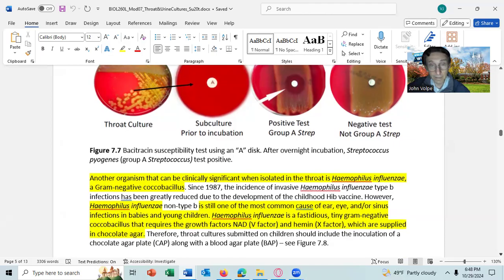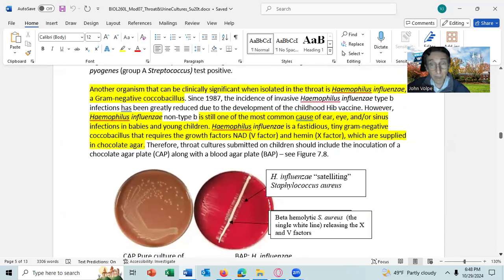Haemophilus influenzae is one of the common causes of ear, eye, and or sinus infection in infants and young children. Fortunately, older children are less likely to have a problem with Haemophilus influenzae. And of course, adults do not usually get Haemophilus influenzae infections either.